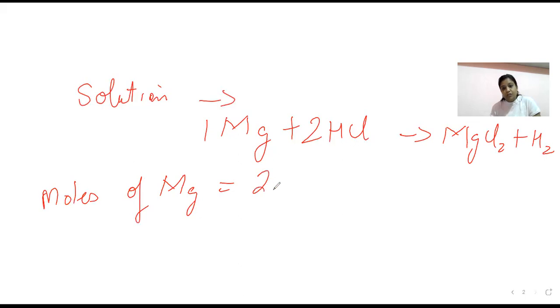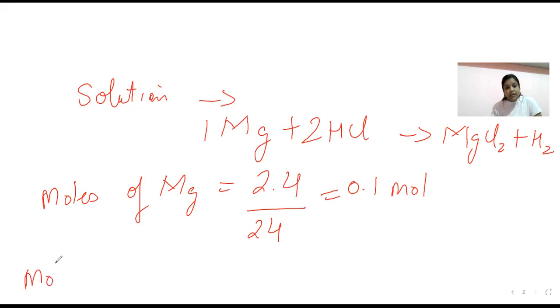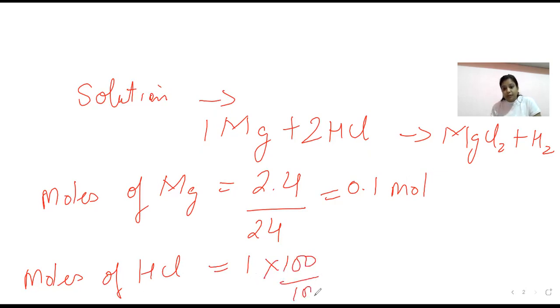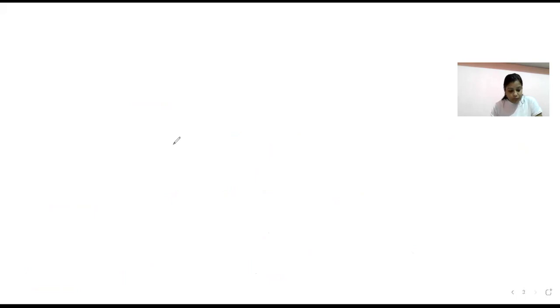Now, for solving, we have to convert the given weight of magnesium into moles. So moles of magnesium is given weight upon atomic mass, 2.4 upon 24, so here it will be 0.1. Now, how many moles of HCl are there? In the question, it is given 100 ml of 1 molar HCl. So 100 ml we need to convert into liters. Molarity times 100 divided by 1000, again we will get 0.1. So 0.1 mole of HCl is given in the question.